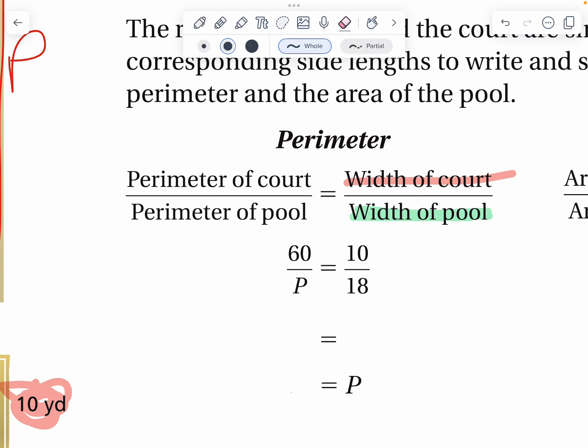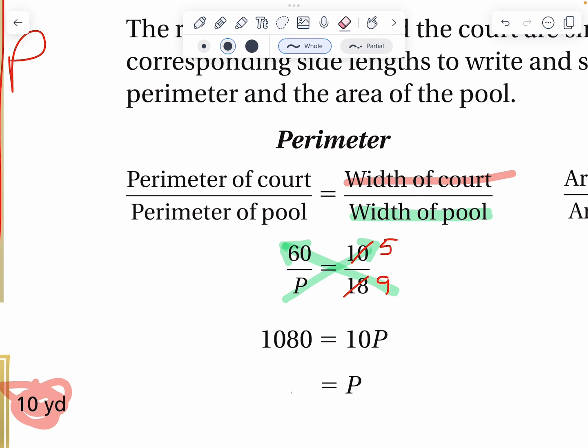However, before you do that, how about we reduce the 10 and the 18. You can always reduce fractions. Make it smaller, make it easier. 18 and 10 are divisible by 2. 10 divided by 2 is 5. 18 divided by 2 is 9. You get 5/9. That's going to make it easier. If I cross multiply now, I'm going to cross multiply up. 60 times 9 is 540.